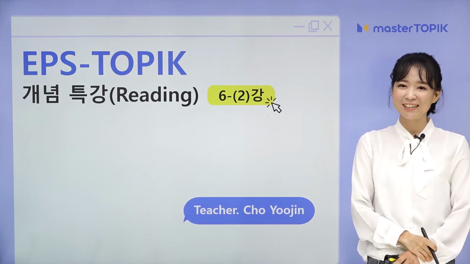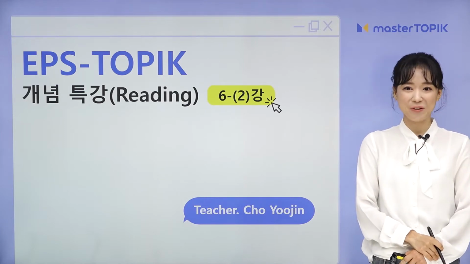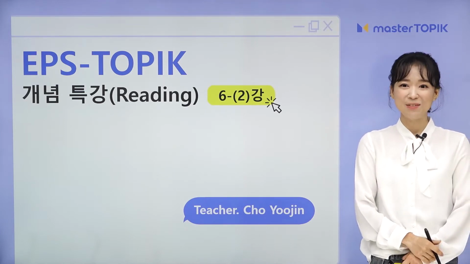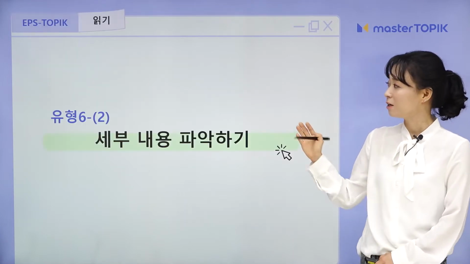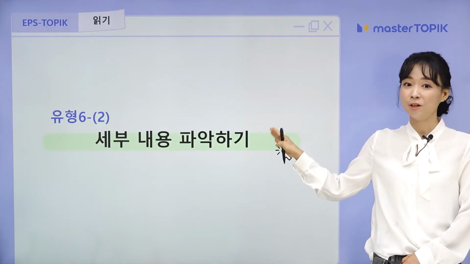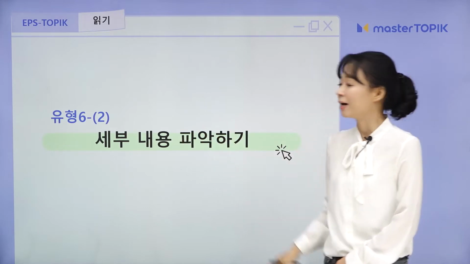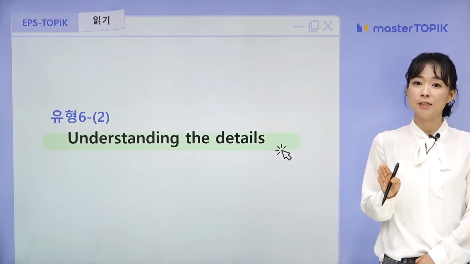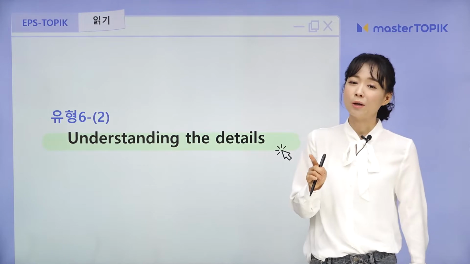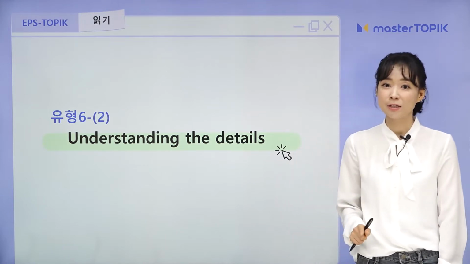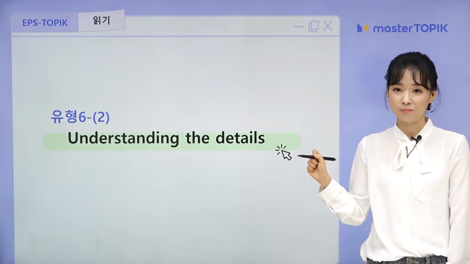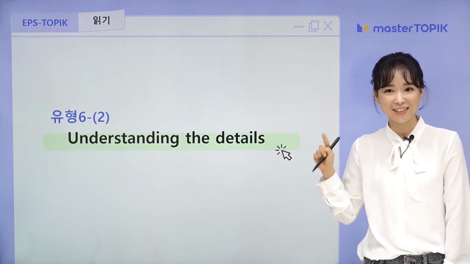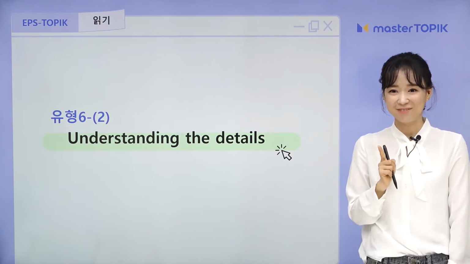Today's lecture is Type 6, Lesson 2. I'm Eugene Jo. Okay, so we've seen about Type 6 in the previous lecture. 세부 내용 파악하기, understanding the details. What you have to do for this type is, when you read the sentence, underline the keywords. Okay, keep it in your mind. Then let's begin today's lecture.